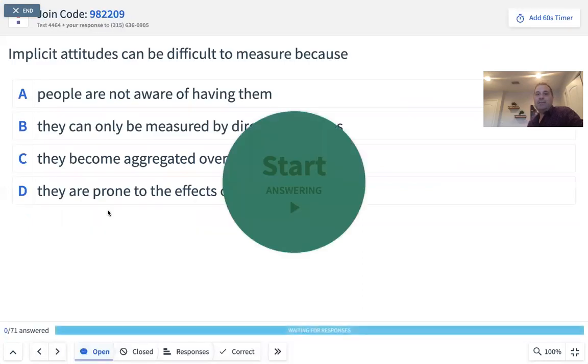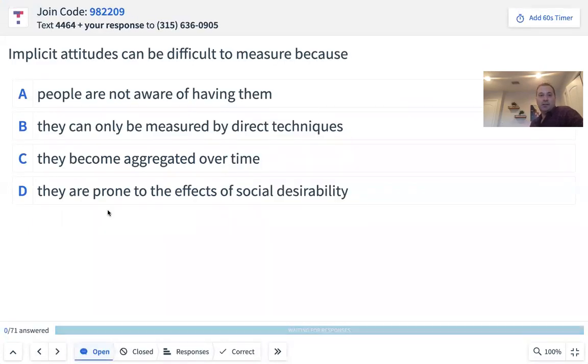Implicit attitudes can be difficult to measure because why? Is it because people are not aware of having them? Because they can only be measured by direct techniques? Because they become aggregated over time? Or because they are prone to the effects of social desirability?